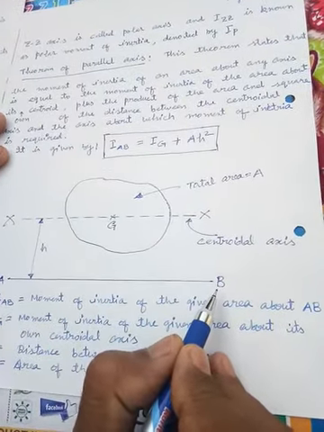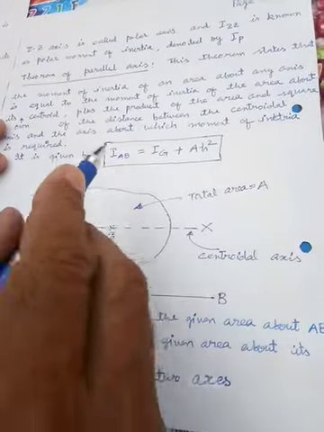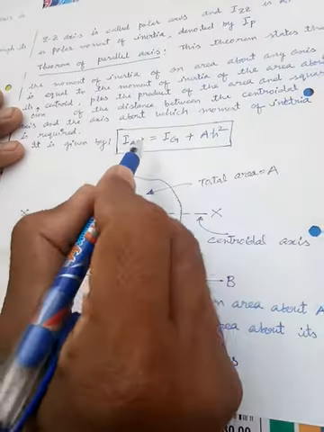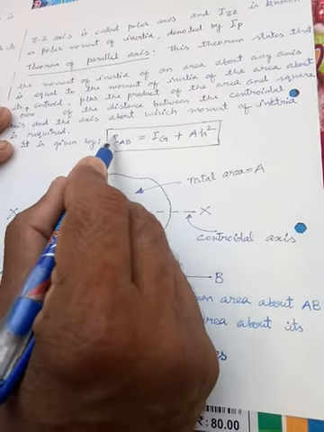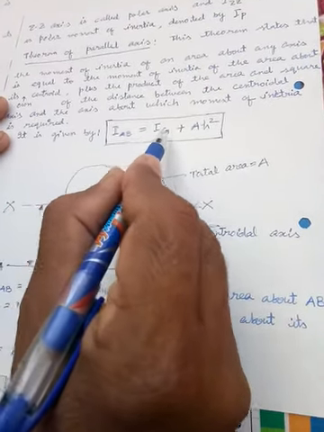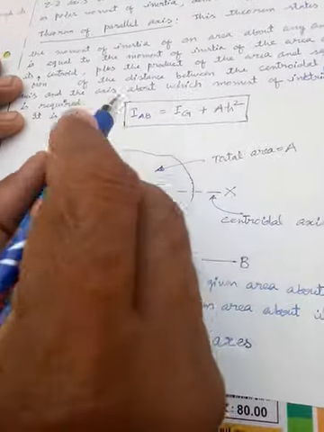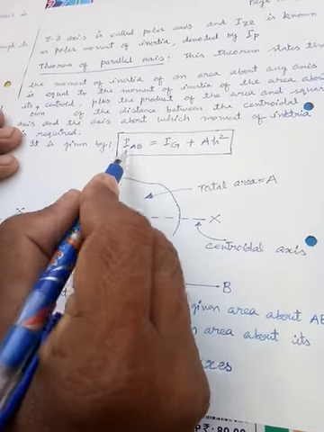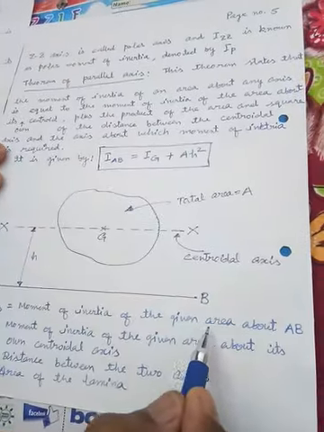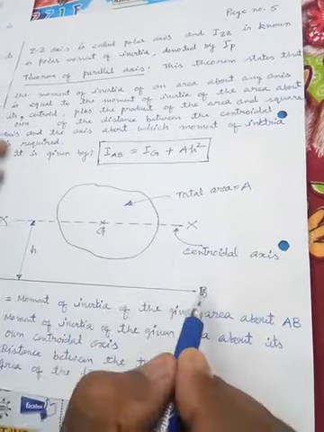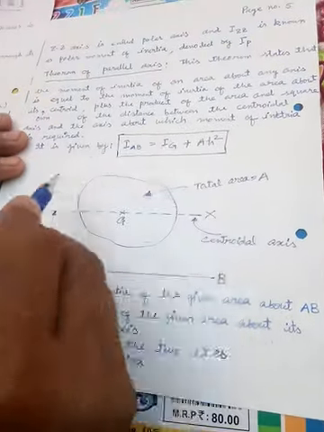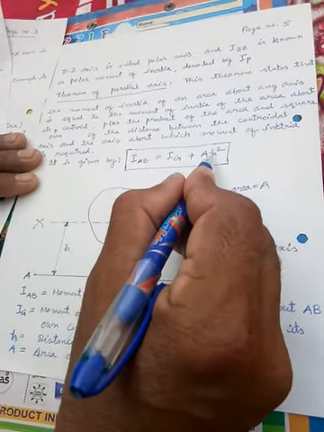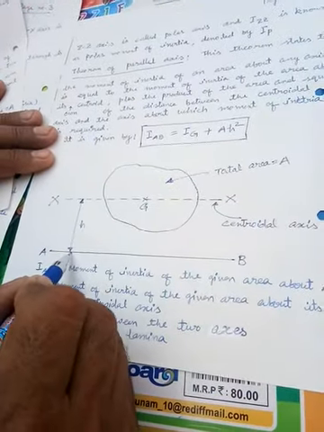So what is the theorem of parallel axis? According to the theorem of parallel axis, IAB is equal to IG plus AH square. This is the theorem of parallel axis. Here IAB is the moment of inertia of the lamina about axis AB, IG is the moment of inertia about the centroidal axis, A is the total area of the figure, and H is the perpendicular distance between these two axes.